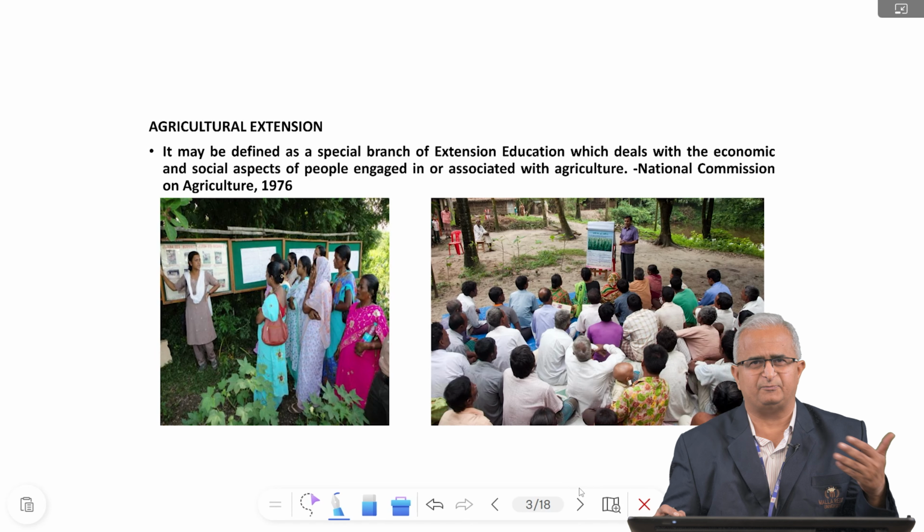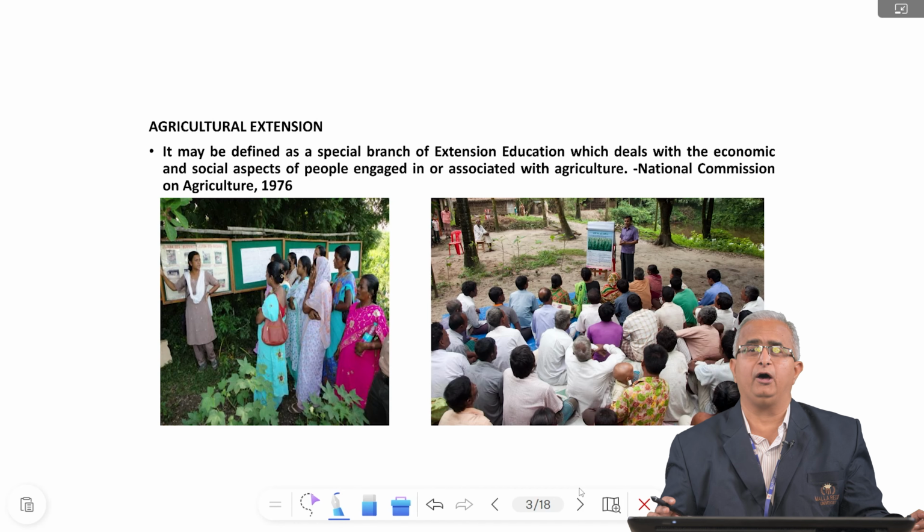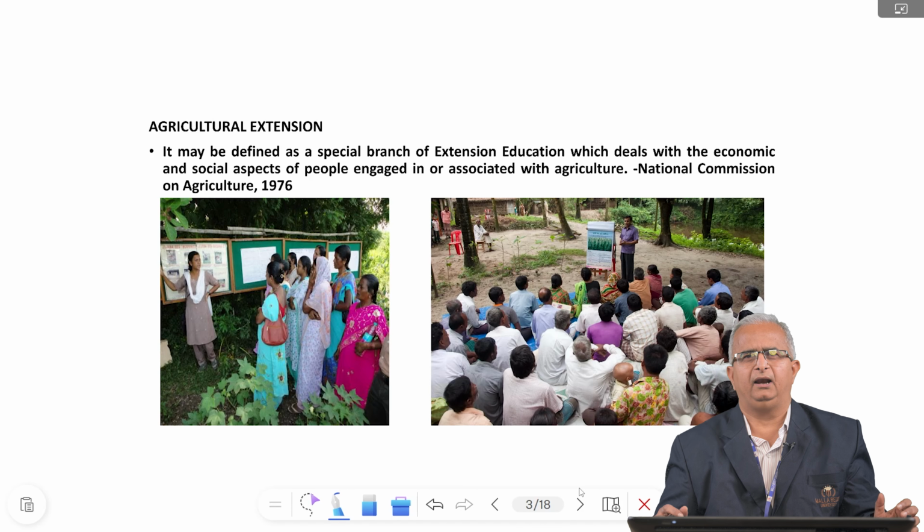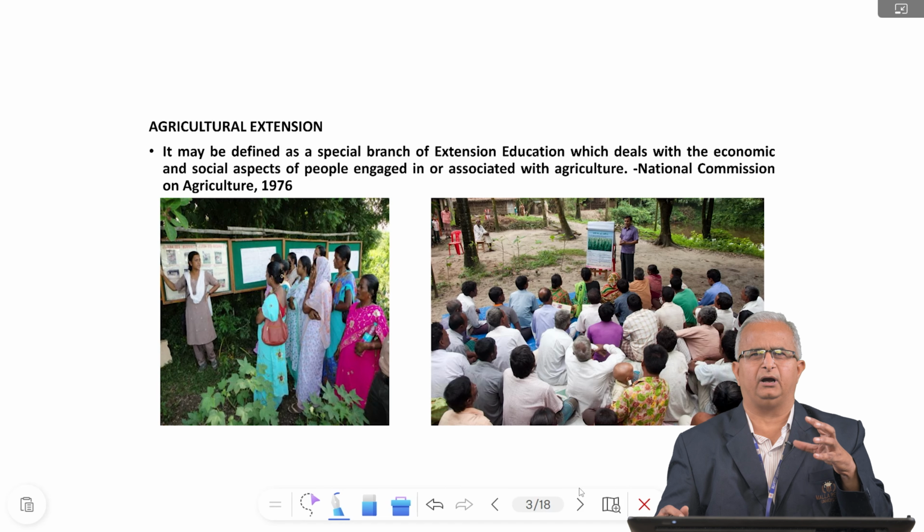It is a special branch of extension education which deals with the economic and social aspects of people engaged in or associated with agriculture. Here, if you see, agriculture is a vast subject. Within agriculture, we have different disciplines, like genetics and plant breeding, agronomy, pathology, entomology, soil science. Likewise, different disciplines are there. Among all these disciplines, one special discipline is agricultural extension, which is the basic fulcrum of all these disciplines.